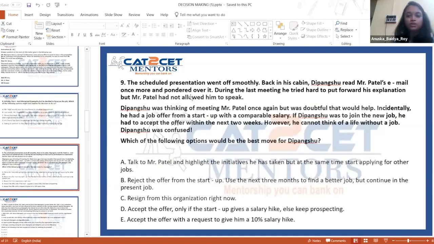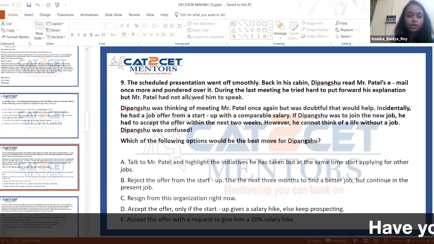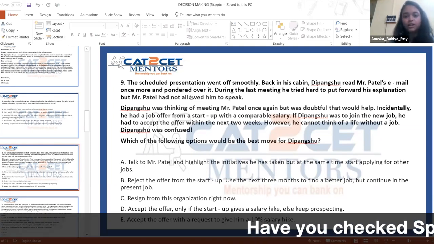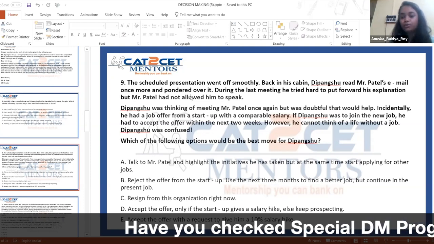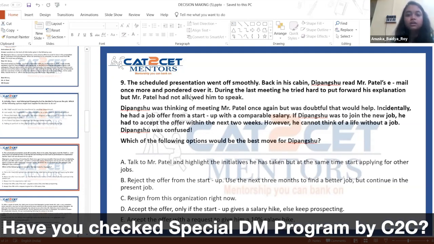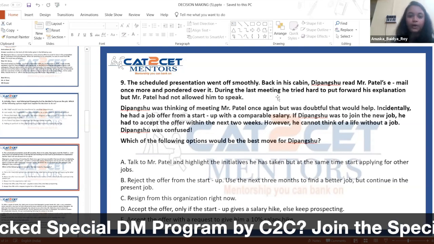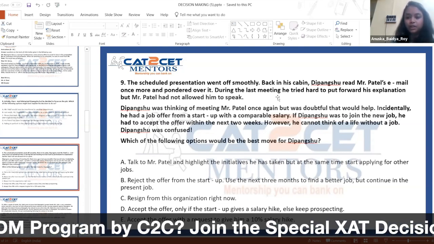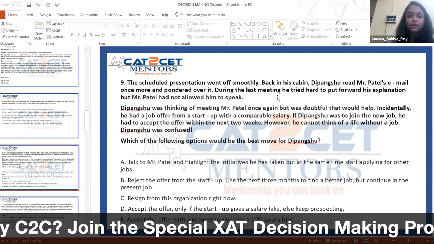The scheduled presentation went off smoothly. Back in his cabin, Dipanshu read Mr. Patel's email once more and pondered over it. During the last meeting, he tried hard to put forward his explanation, but Mr. Patel had not allowed him to speak. Okay. Dipanshu was thinking of meeting Mr. Patel once again, but was doubtful that would help.